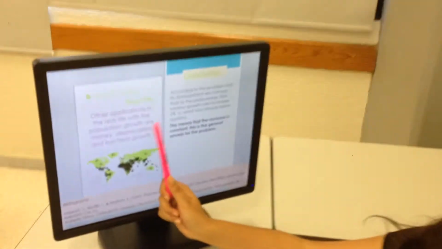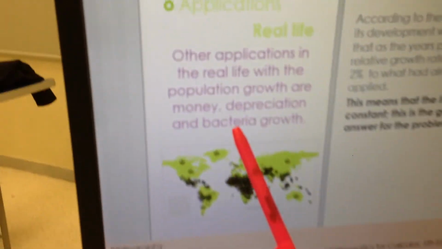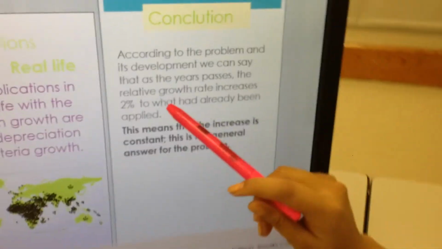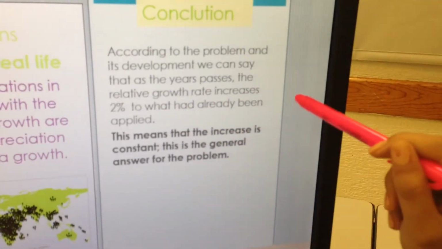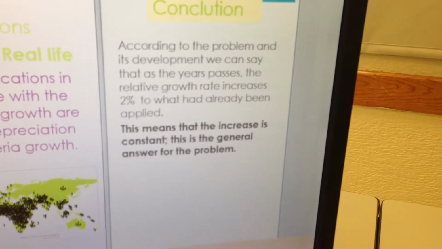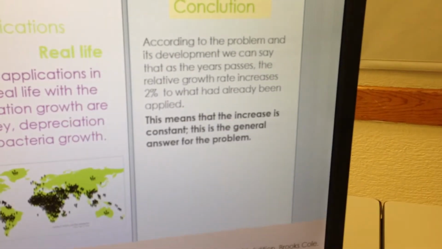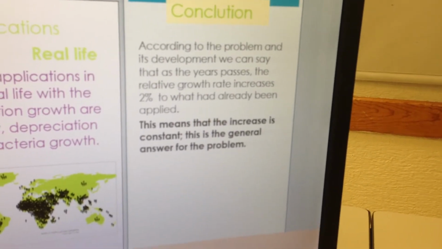Real life applications. Other applications in real life with population growth are money, depreciation, and bacterial growth. According to the problem and its development, we can say that as the years pass, the relative growth rate increases 2% to what had already been applied. This means that the increase is constant. That is the general answer for the problem.